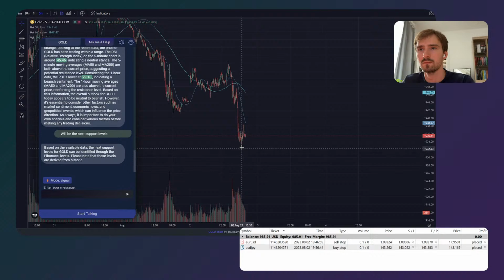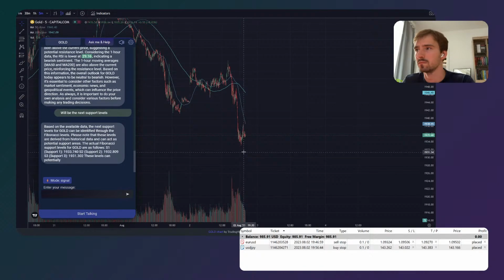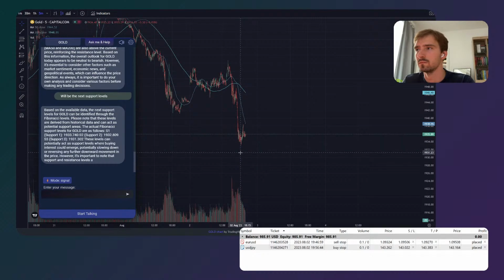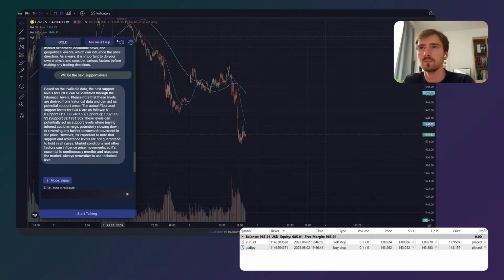Based on the available data, the next support levels for gold can be identified through the Fibonacci levels. Please note that these levels are derived from historical data and can act as potential support areas. The actual Fibonacci support levels for gold.